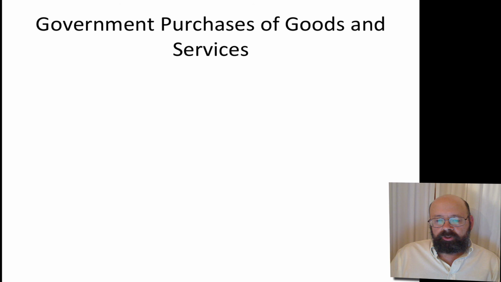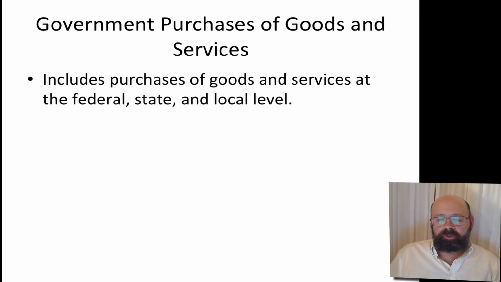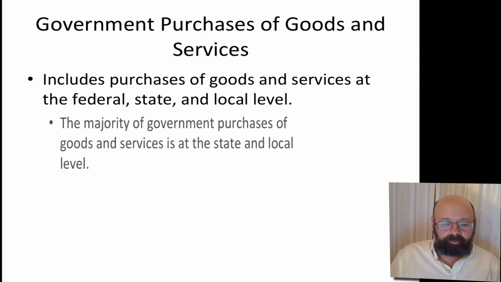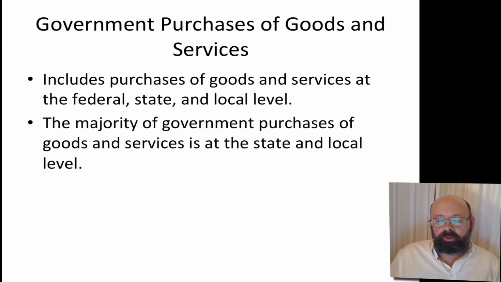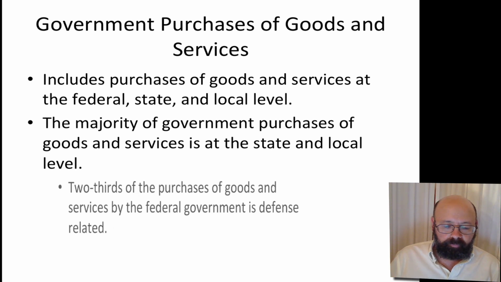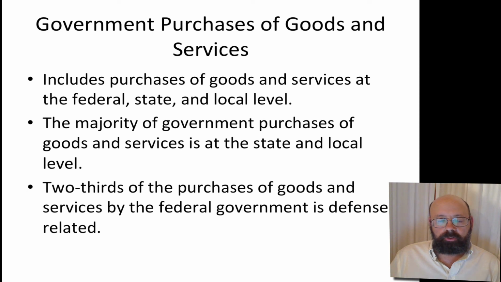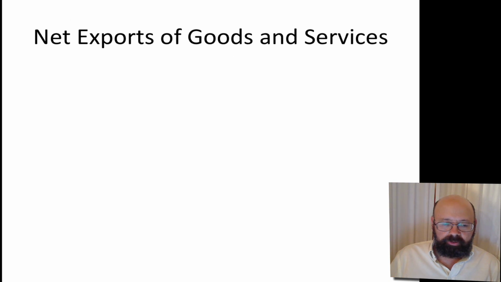Okay. Government purchases of goods and services. This would include purchases of goods and services at the federal, state, and local level. And the interesting thing is that the majority of government purchases of goods and services is at the state and local level. If you think about it, that makes sense because that's where most of your education spending takes place. Spending for libraries, spending for law enforcement, spending for your court system, spending for roads. Also, an important point to understand is that roughly 2/3 of the purchases of goods and services by the federal government is defense related. Now remember, what I'm talking about is purchases of goods and services and not transfer payments.